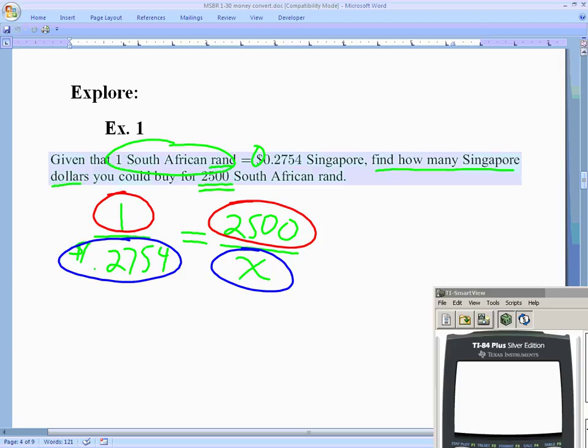How do we solve this? We cross multiply. So I have 1 times x, which gives me a single x, and then I have 2,500 times 0.2754. So I can throw that into a calculator. Once again, it's 2,500 times 0.2754, which gives me 688.5. It's extremely important to label your answers because we've got different currencies going on here. And again, this was going to be in Singapore dollars. So $688.50 if that's what they use for their partial dollars.